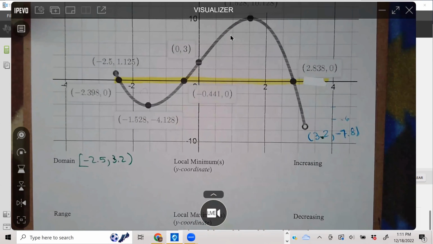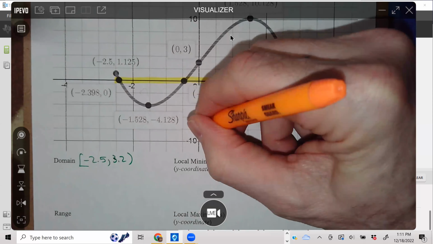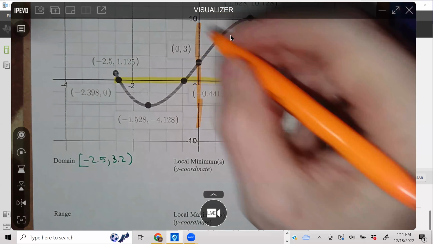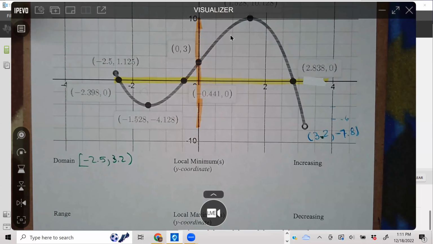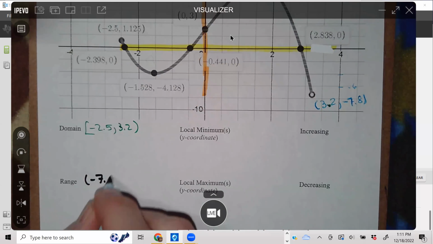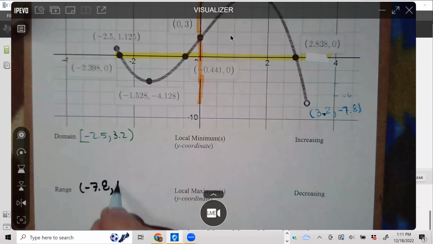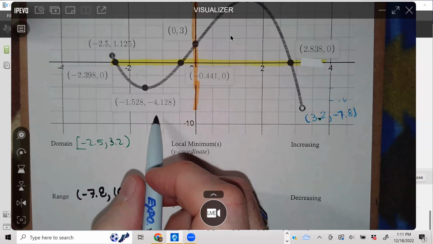In terms of the y direction, the range, that's going to be from lowest to highest. So it's going to be along the y-axis, all the way up to here. And we're going to get down to a low of -7.8. Again, -7.8 is not on the graph, but 10.128 is. That gets a bracket. Local minimum, the y coordinate. Please don't give me the x coordinate. I just want the y coordinate.